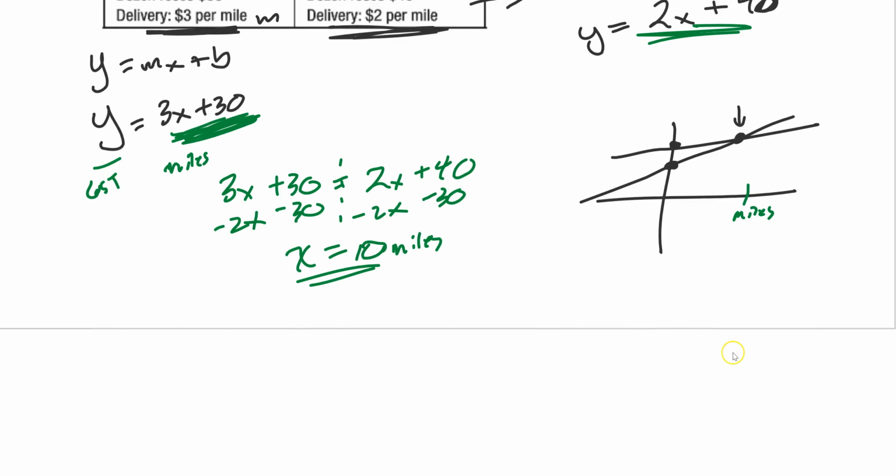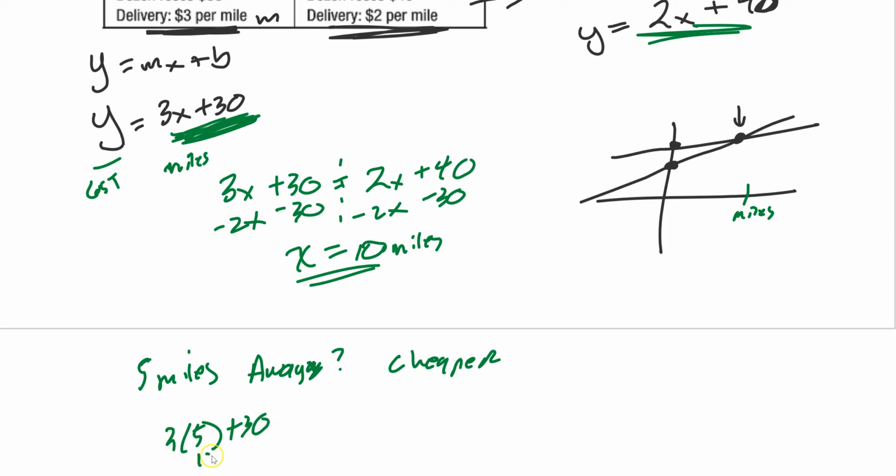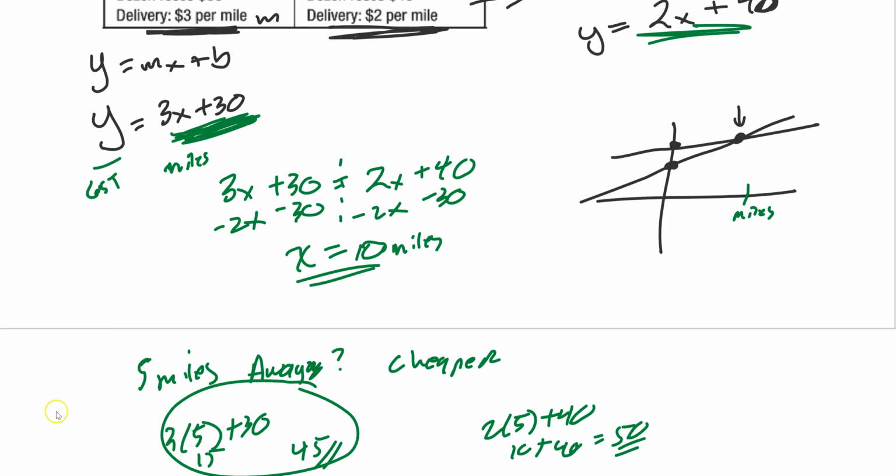Now actually, what if I changed it? What if I said, hey, what if I live 5 miles away? Which one's cheaper? There's actually two ways you could do this. At 5 miles away, you just plug in 5 miles to each of them, right? Let's plug in 5 miles to both. I get 15 plus 30 is $45. And over here at Flowers R Us, dumb name, I get 10 plus 40, which is $50. So Full Bloom will be cheaper.